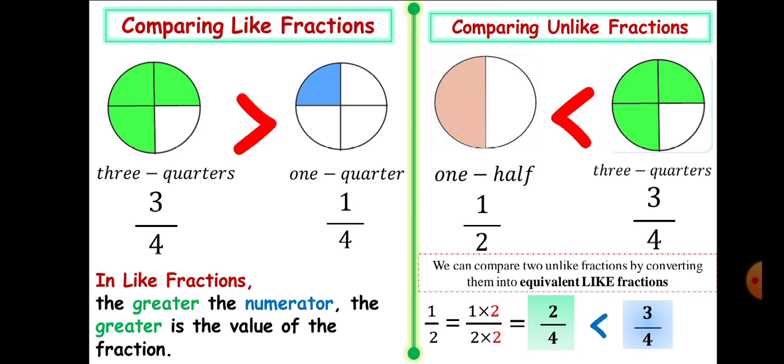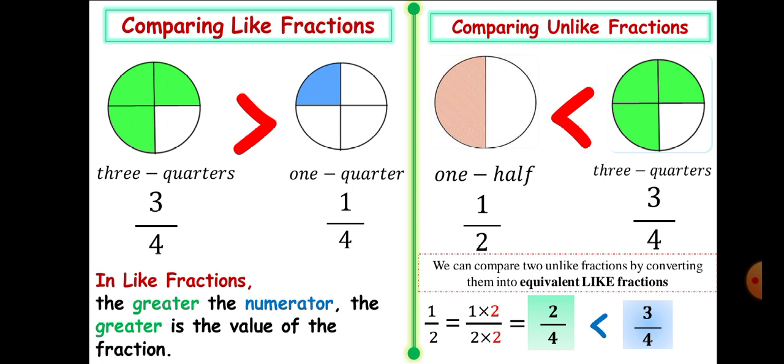Comparing like fractions. Now I'm having a circle with 4 equal parts and 3 of them are shaded, that means 3 quarters or 3 over 4. Then I'm having a circle with 4 equal parts, one of them is shaded, that means 1 quarter or 1 over 4. The denominator is the same. We have to focus on the numerator. The one that has the greater numerator, the value would be greater, that means 3 quarters is greater than 1 quarter.